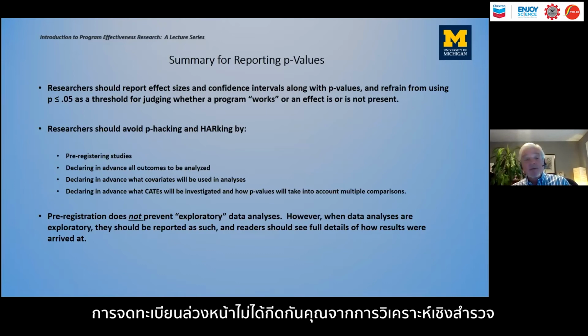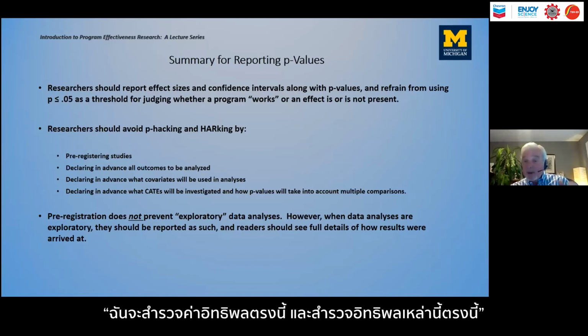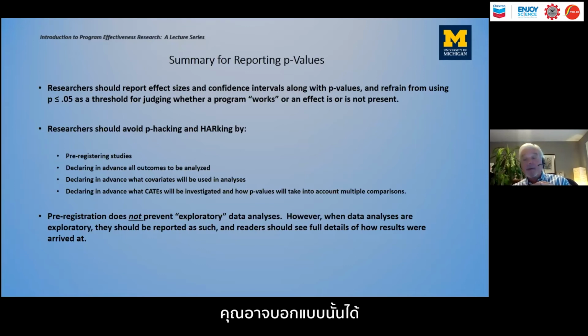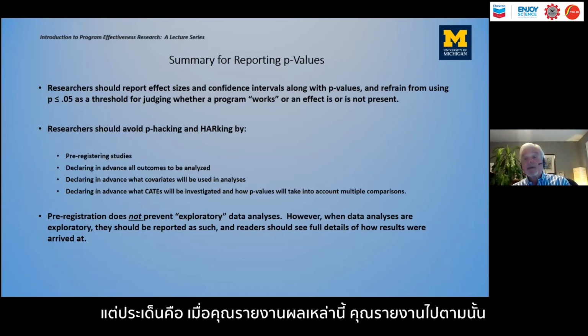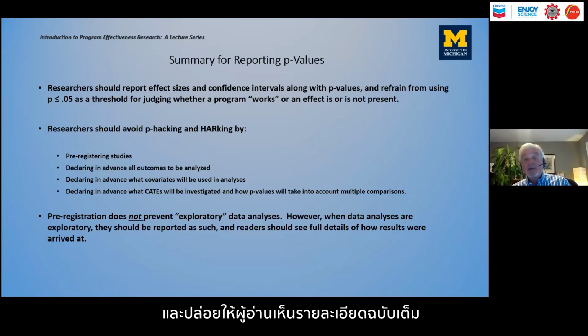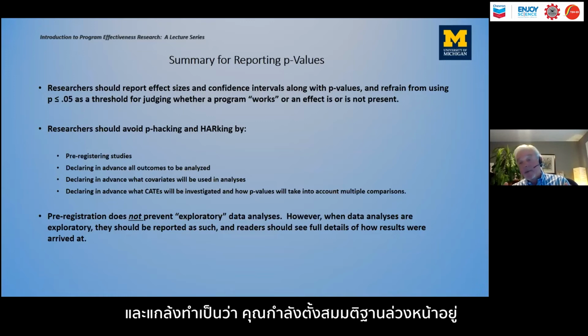Pre-registration does not prevent you from doing exploratory analyses. You can say, I'm going to explore effects here and explore these kinds of effects here. You can say that in your pre-registration entry. But the point is that when you report those results, you report them as such, and you let readers see the full detail of how those results were arrived at. You don't suppress the results and pretend that you were theorizing about them in advance.